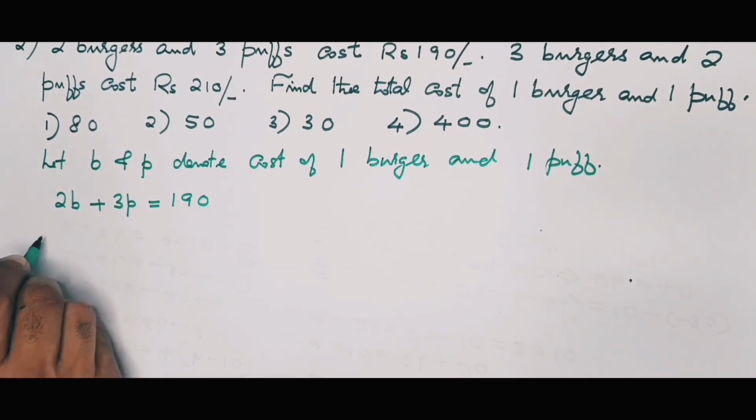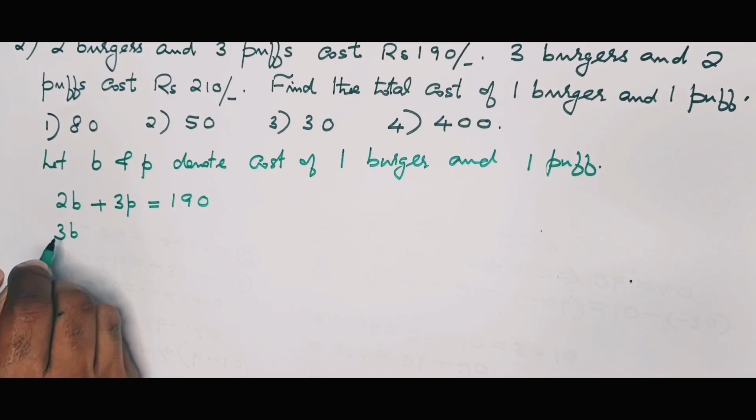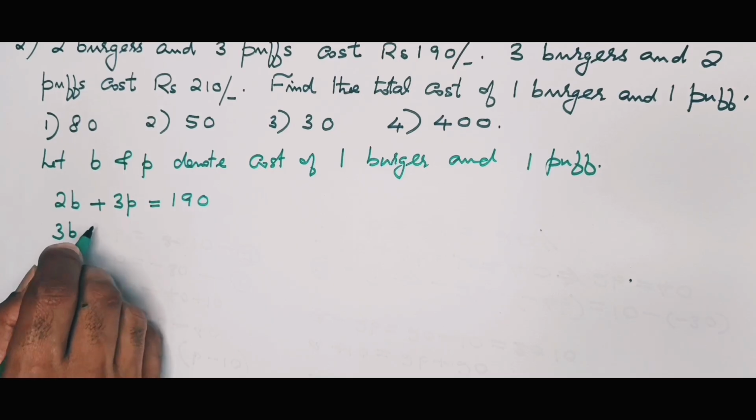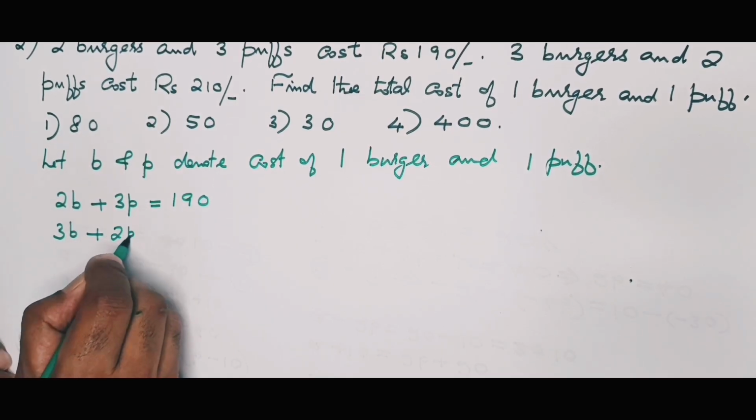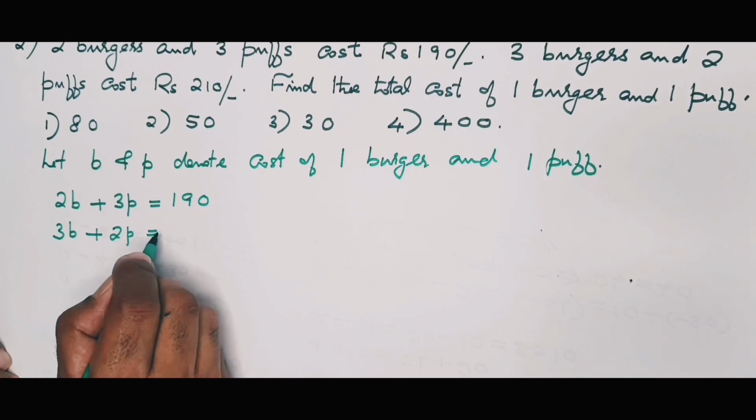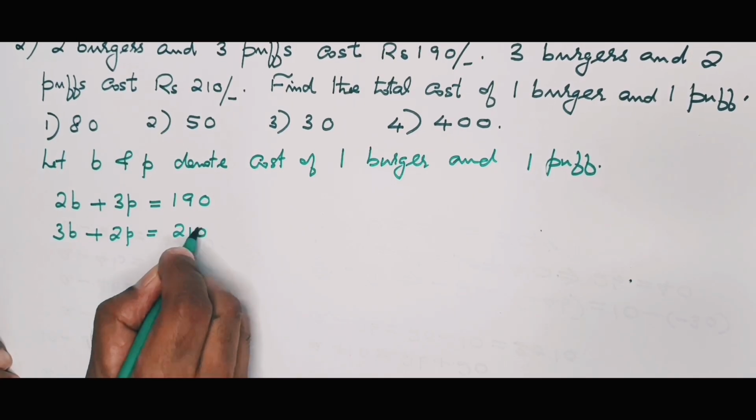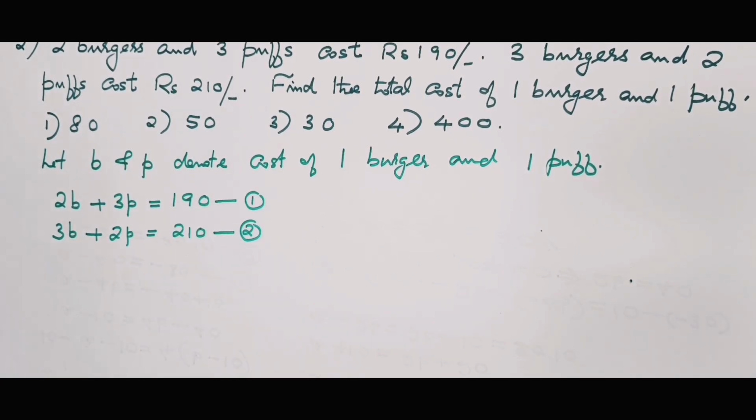Similarly, 3 burgers. That means 3B. B is the cost of 1 burger. So 3 multiplied by B will give you the cost of 3 burgers. Then 2 puffs. Cost together 210. Now to solve this equation, we will use the method of elimination.